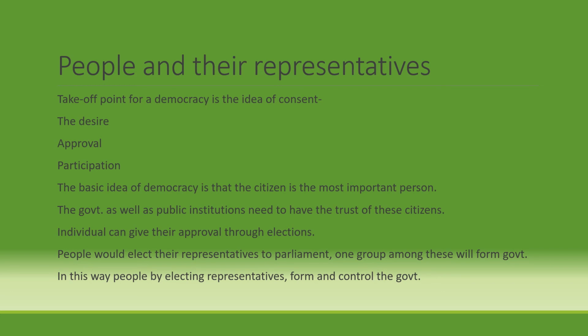Now the question arises, how does the individual give approval to the government? One way of doing so is that people would elect their representatives to the parliament. Then one group from among these elected representatives forms the government. The parliament, which is made up of all representatives together, controls and guides the government. In this way, people, through the chosen representatives, form the government and control it.